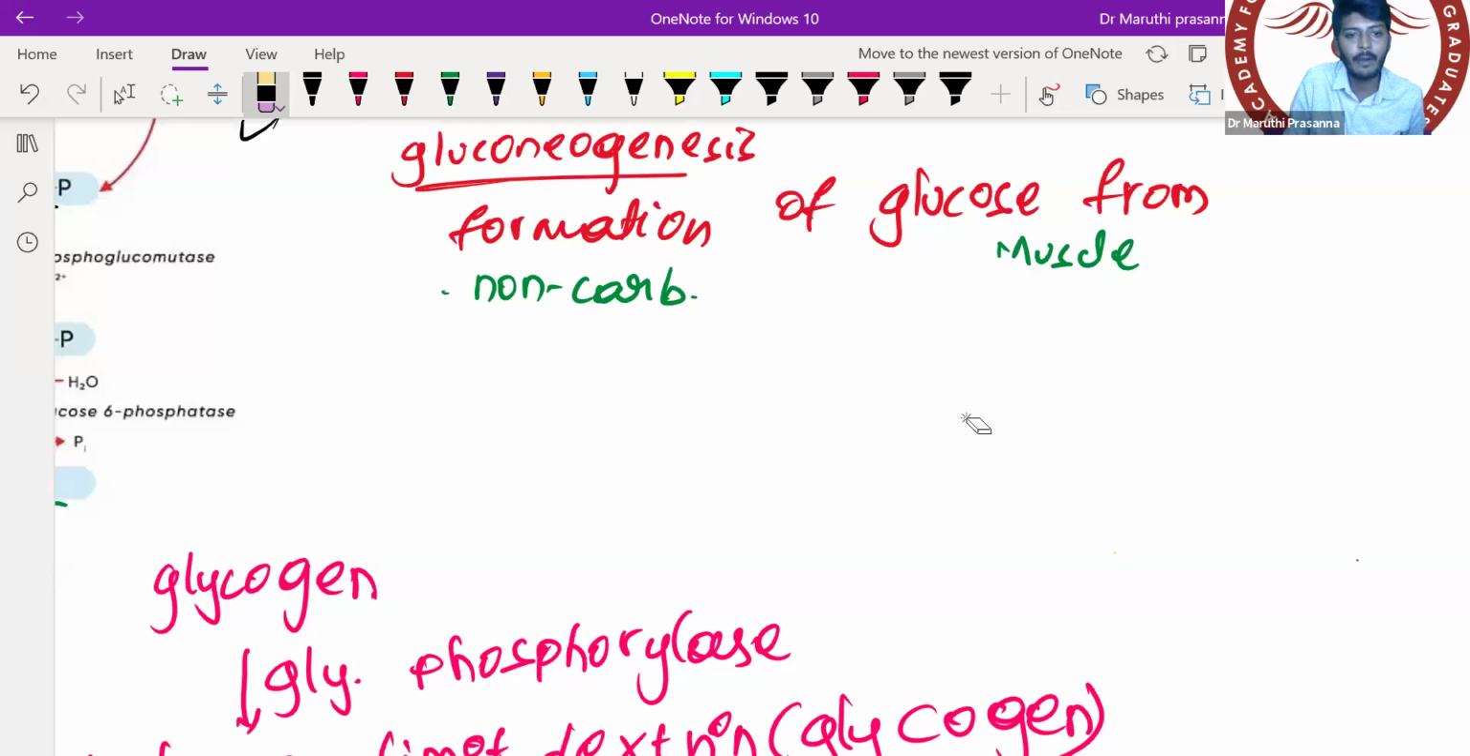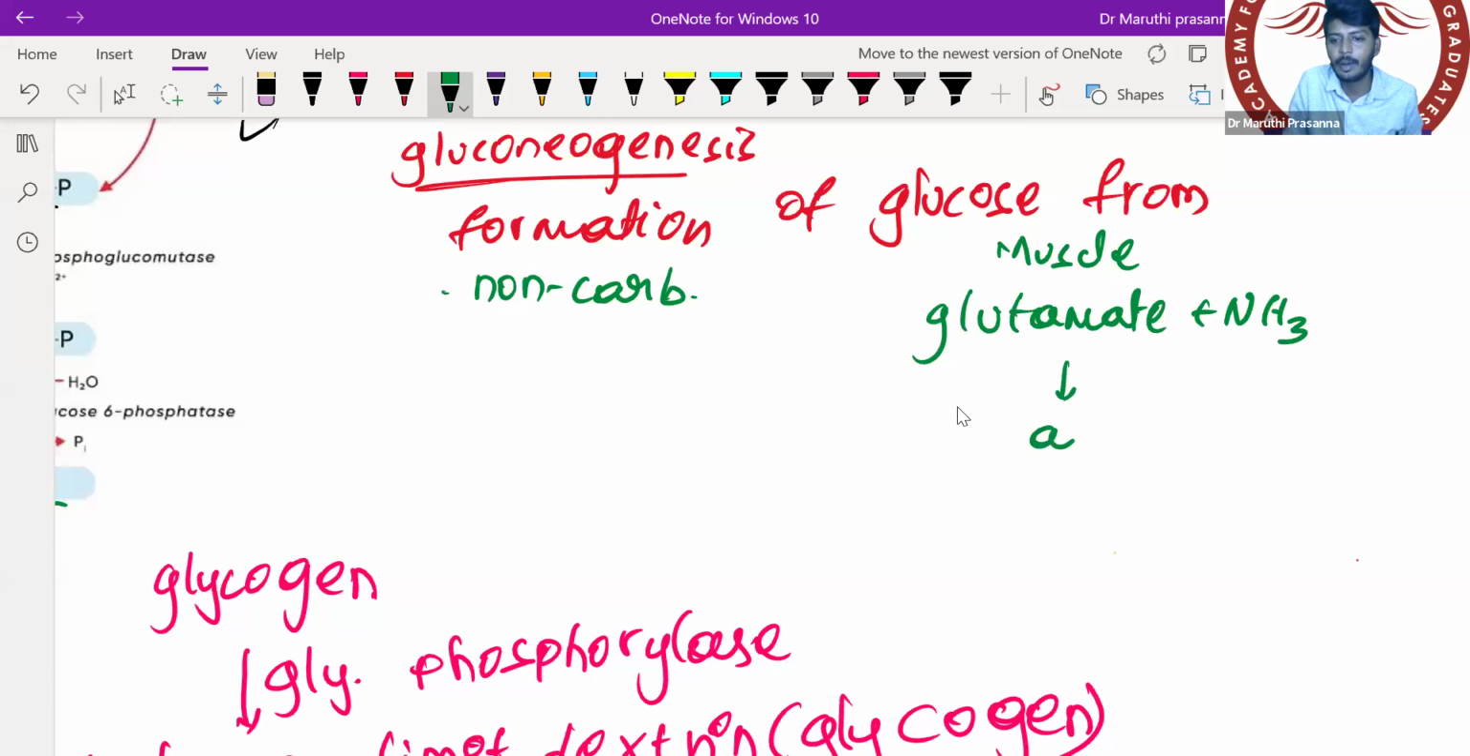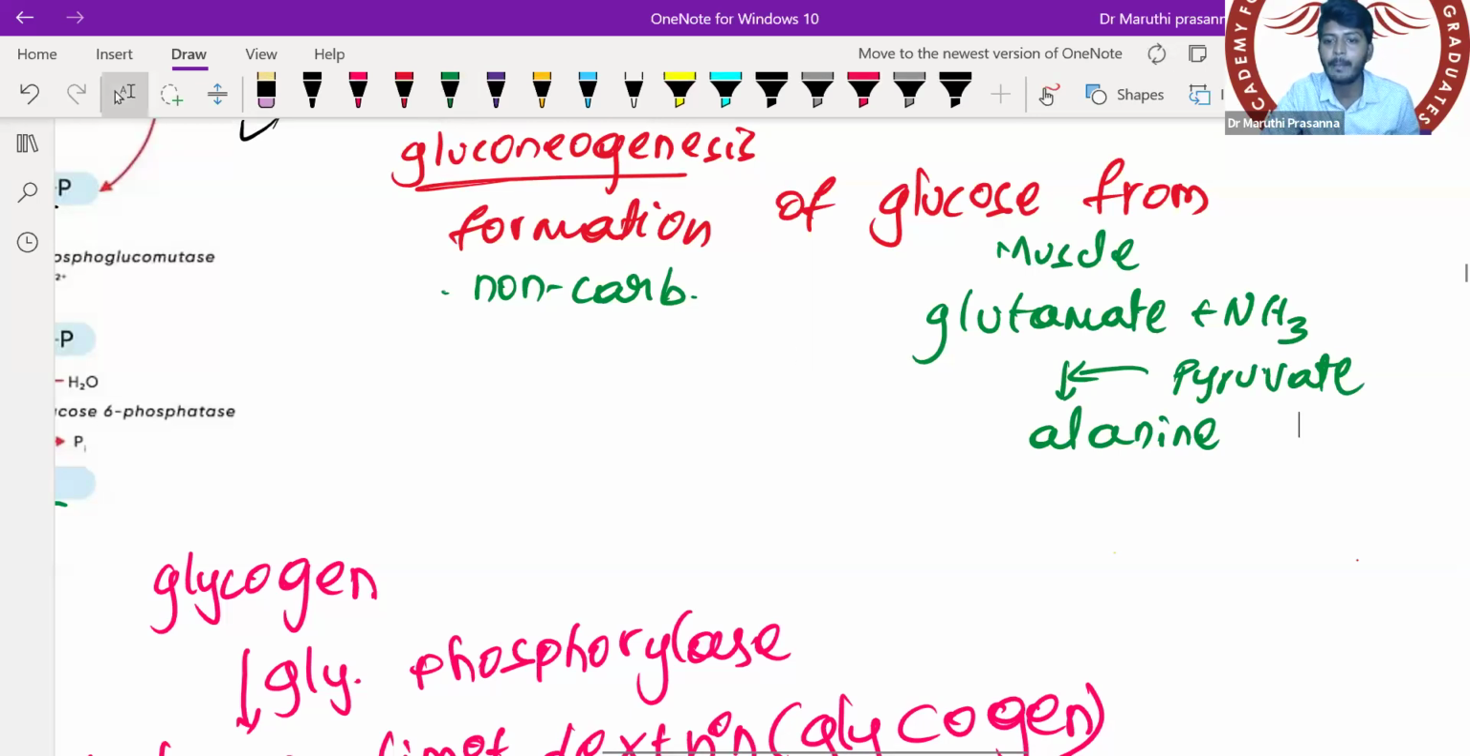First, before going there, the alanine formation occurs from glutamate. This glutamate takes up the ammonia and combines with another substance called pyruvate to form alanine in the muscle. Pyruvate is a product formed as a result of glycolysis. So after glycolysis, that pyruvate combines with glutamate to form the alanine.